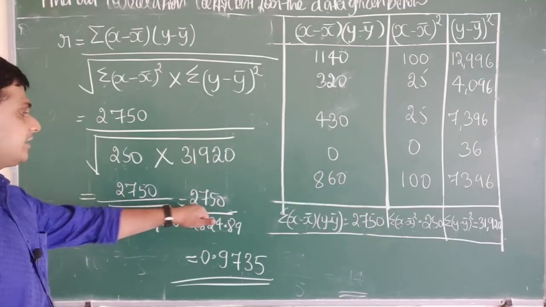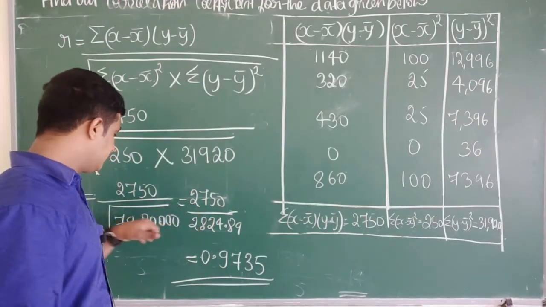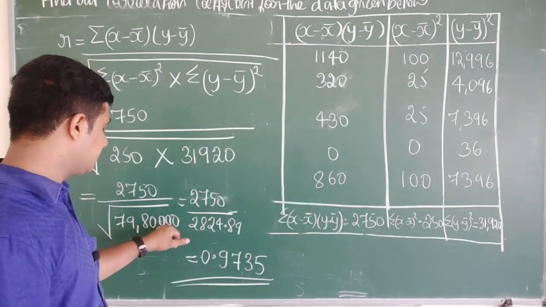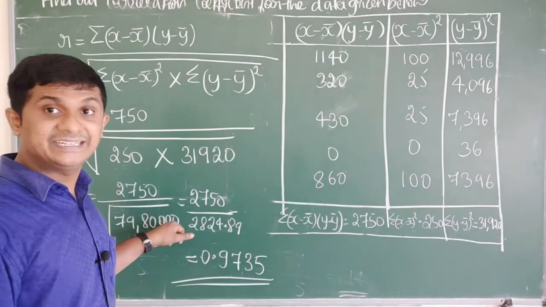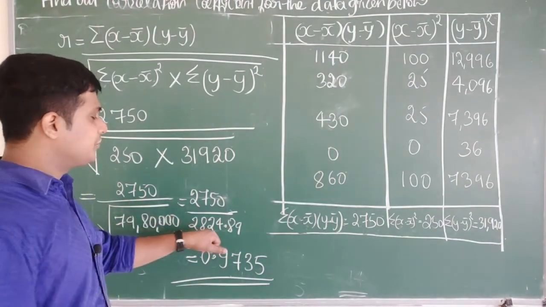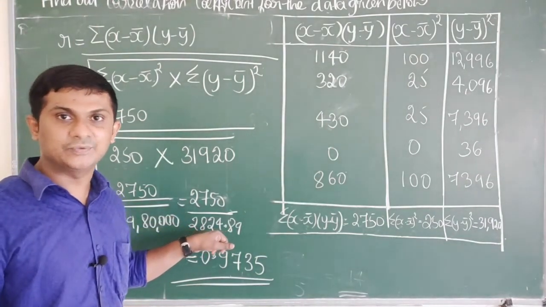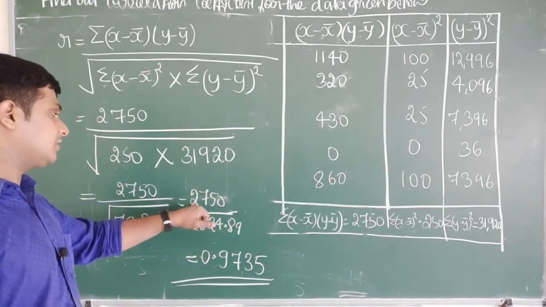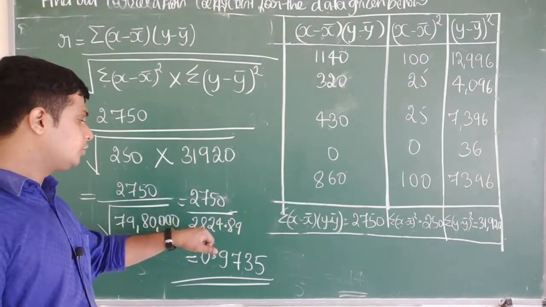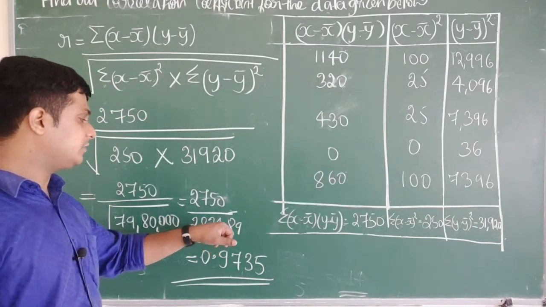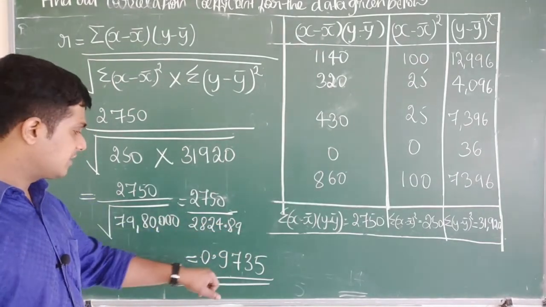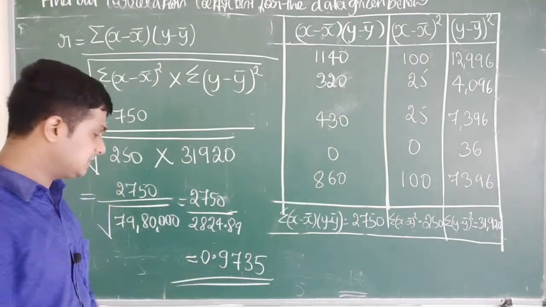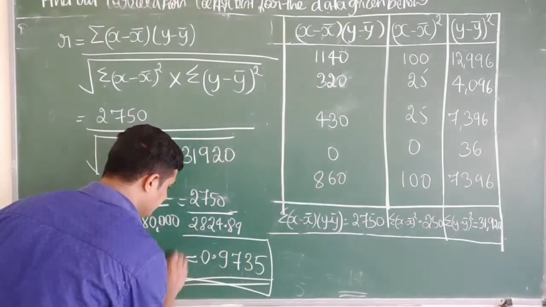79,80,000. After that I have written the numerator as it is, and then calculated the root value: the square root of 79,80,000 is 2,824.89. Now I am finding the quotient: 2,750 divided by 2,824.89, which is equal to 0.9735. So this is our correlation value.